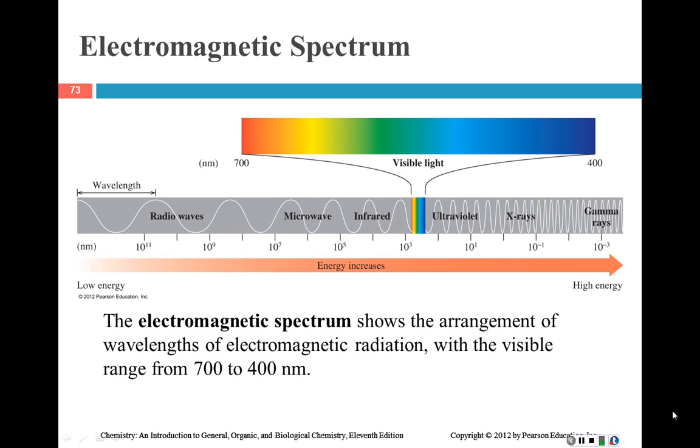In order to talk about electron energy levels, the first thing we have to do is look at something called the electromagnetic spectrum. The electromagnetic spectrum is the arrangement of wavelengths in the electromagnetic radiation. You can see this is a very large range, and energy increases as you go. But the visible light range is this very, very small area right here. These are the different lights we can see, and they range from 700 to 400 nanometers.